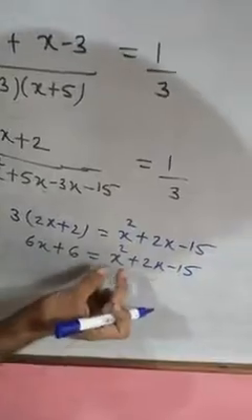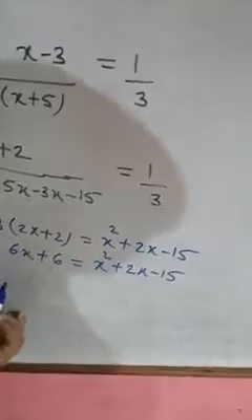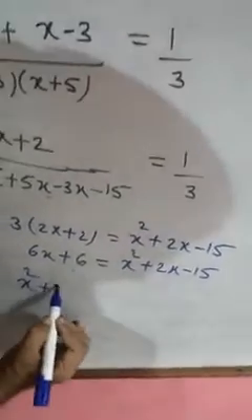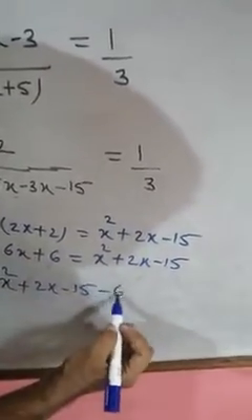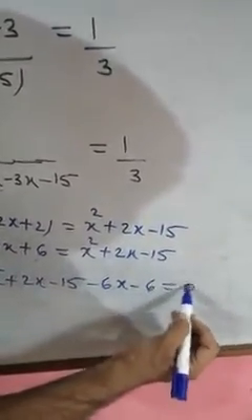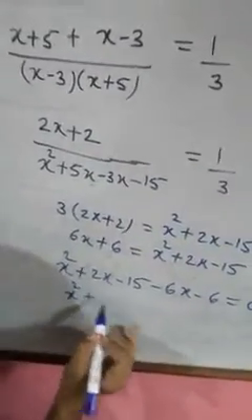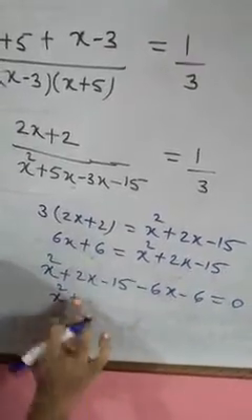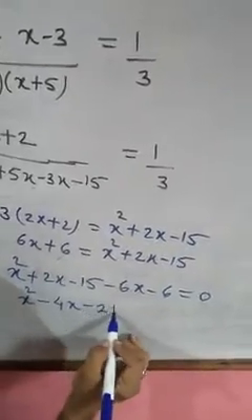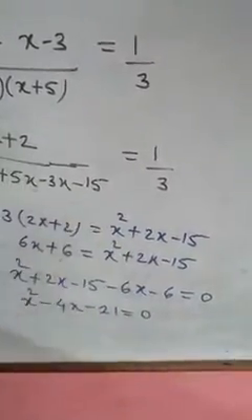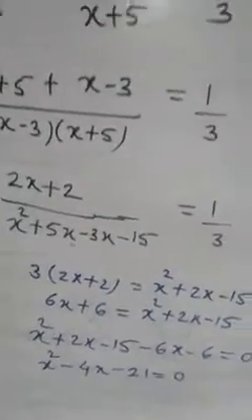And I already told you, we have to keep x square positive, so we will transpose these two numbers to that side. So it will become x square positive, 2x minus 15. When this 6x goes to this side, it will become negative, and 6 also negative, equal to 0. So we got x square plus 2x minus 6x, minus 15 minus 6, minus 21 is equal to 0. So our equation is x square minus 4x minus 21 is equal to 0.